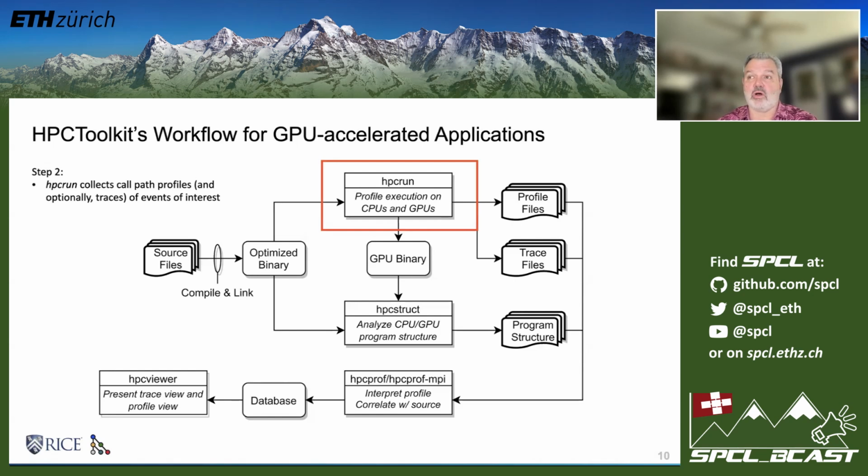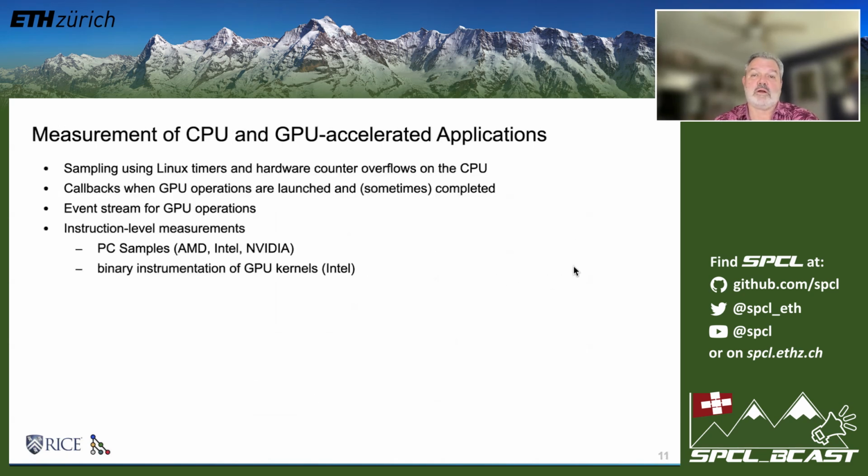HPCRun profiles execution on CPUs and GPUs. You use HPCRun to launch your application, so you might say mpirun hpcrun your application. HPCRun collects profiles and optionally trace files. To measure CPU and GPU accelerated programs, it uses sampling on the CPU using Linux timers and hardware counter overflows. We get callbacks when GPU operations are launched and sometimes when they're completed. We get an event stream for GPU operations, and we can collect instruction level performance measurements using PC sampling on AMD, Intel, and NVIDIA GPUs. And we can also do binary instrumentation of kernels on Intel GPUs.